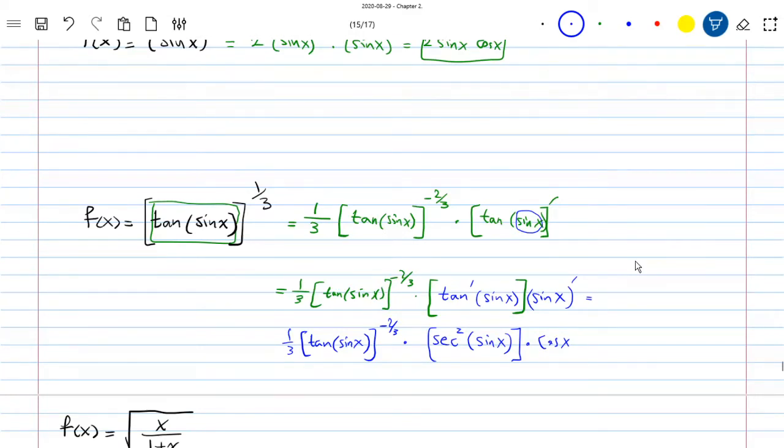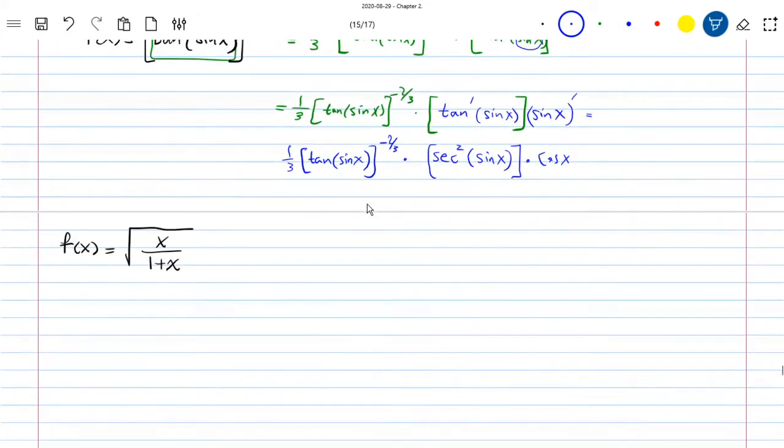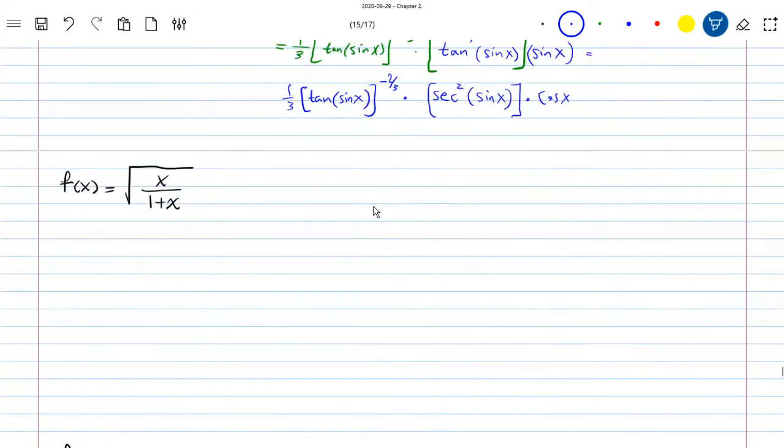Okay, this was a power rule combined with a chain rule. You had to apply both of them. How about this one? We have square root of x plus x over 1 plus x. First, rewrite this as a power, because you don't know how to take the derivative of the square root unless it's written as power 1/2. This is not the derivative. I'm just rewriting the function.